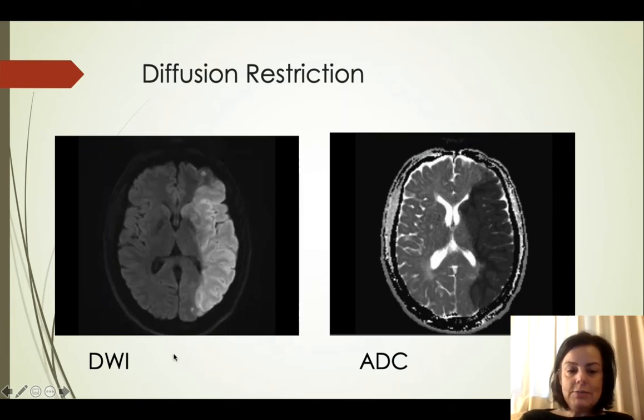Diffusion restriction. So DWI, bright, ADC, dark. Acute ischemic stroke, diffusion restriction. His ACA territory is spared, so that's good. But his MCA, he pretty much got his whole MCA territory, which is no good.